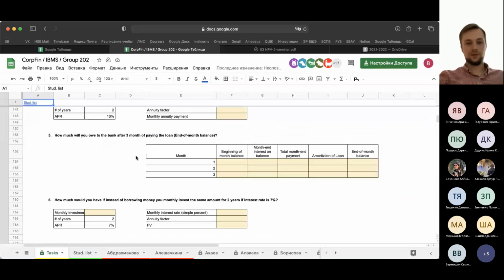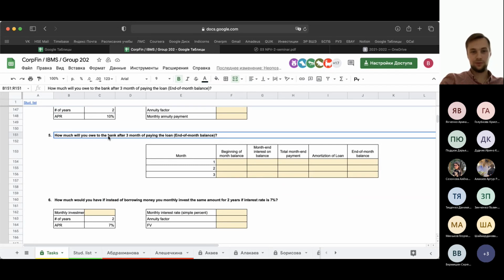Okay, so we have stopped here. How much will you owe to the bank after 3 months of paying the loan? Well, I will be silent for some minutes and then let's discuss.